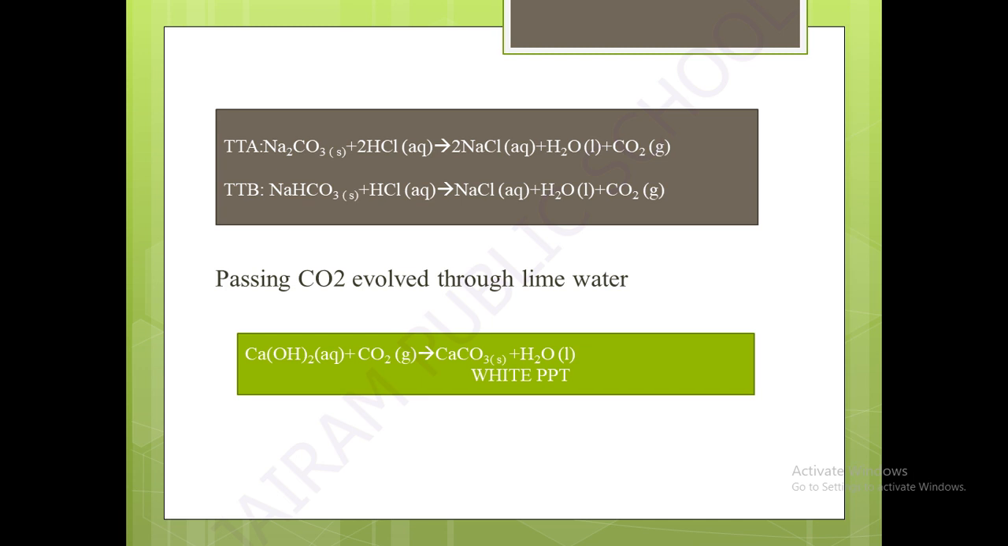I have written down that reaction. Lime water is calcium hydroxide, usually in the aqueous state. AQ means aqueous. It reacts with the carbon dioxide, which is in the gaseous form. The product obtained is a white precipitate, which settles down in the test tube, and water will be at the top. So this is the reaction between the metal carbonates as well as the metal bicarbonates.